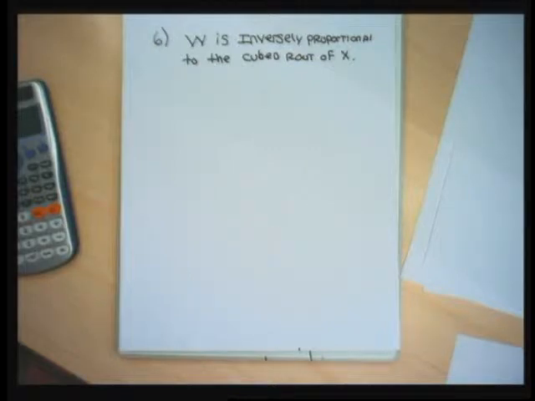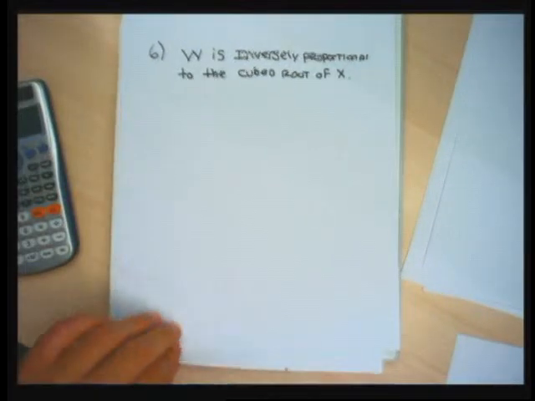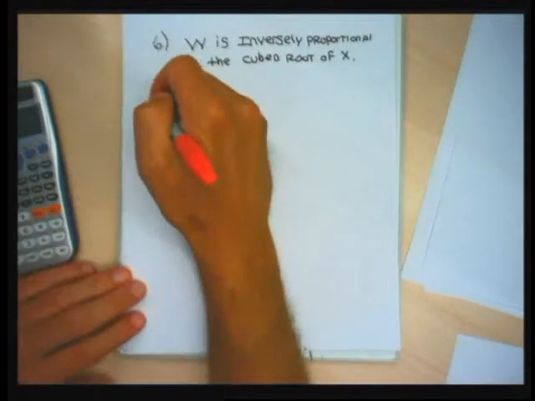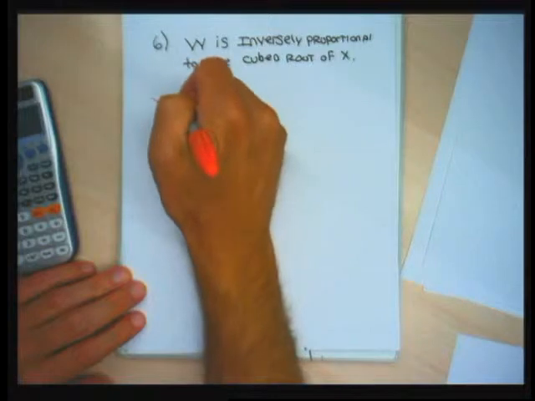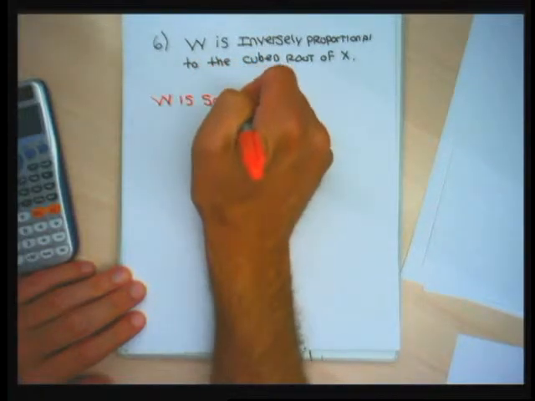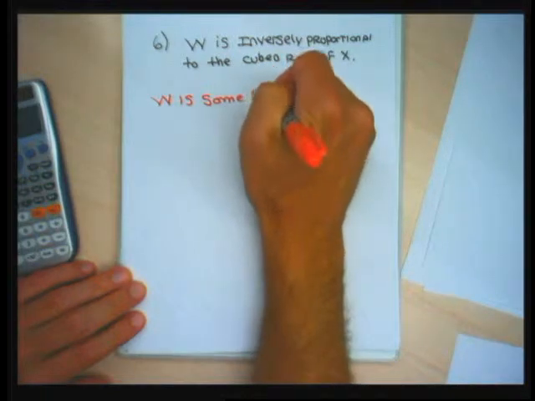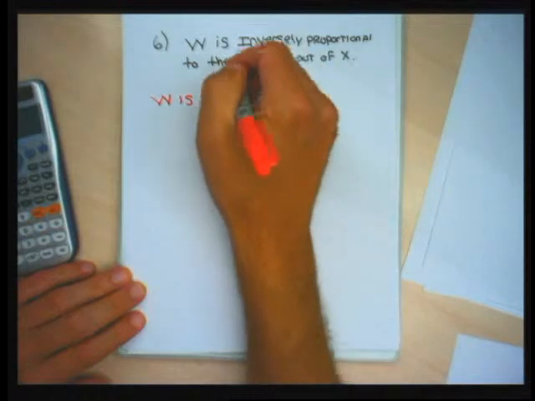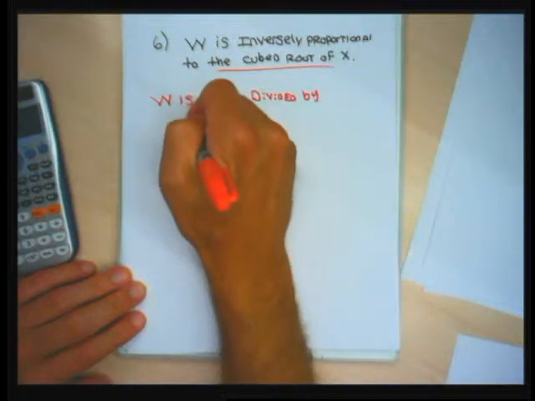So I made another inversely. So immediately when I see inversely, I know I need to make a fraction. If I want to, I can think of this as y, or w, is some number divided by, because inversely I changed to some number divided by. And what is it divided by? The cube root of x.